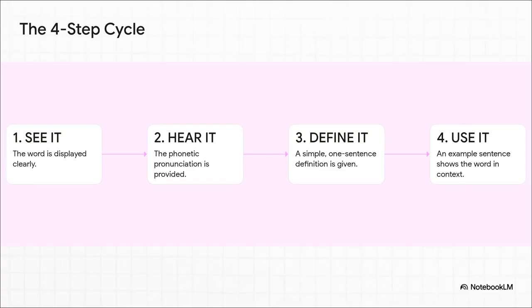At the heart of this blueprint is this beautiful four-step cycle that repeats for every single word. First, you see it, which gets the visual part of your brain firing. Then, you hear it, engaging the auditory part. Next, they define it with a simple definition so you actually get what it means. And finally, the clincher, you see it used in a sentence, which builds all-important context. It's this incredibly efficient and complete little learning loop.